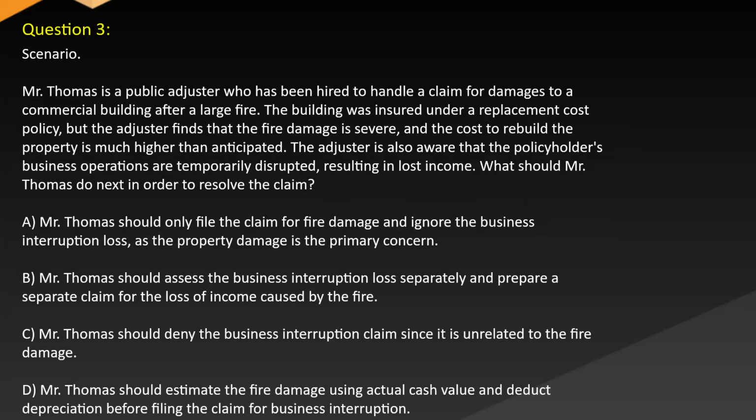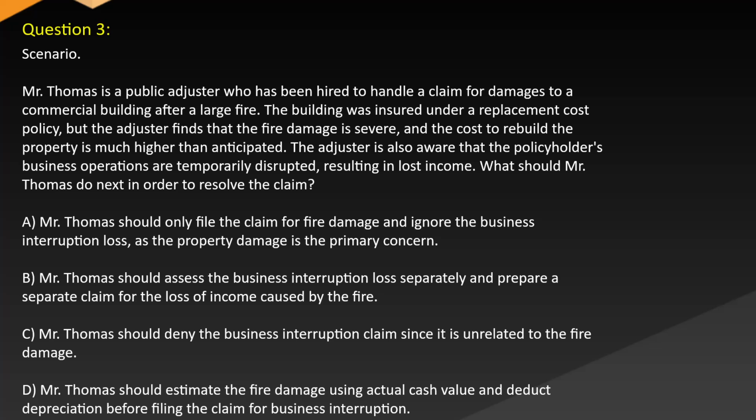Question 3 scenario. Mr. Thomas is a public adjuster who has been hired to handle a claim for damages to a commercial building after a large fire. The building was insured under a replacement cost policy, but the adjuster finds that the fire damage is severe and the cost to rebuild the property is much higher than anticipated. The adjuster is also aware that the policyholder's business operations are temporarily disrupted, resulting in lost income. What should Mr. Thomas do next in order to resolve the claim?